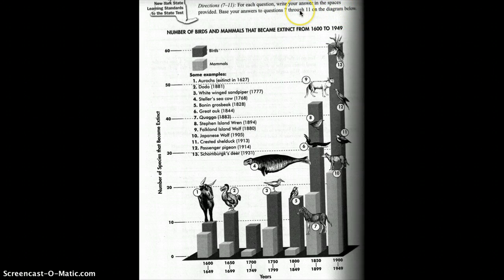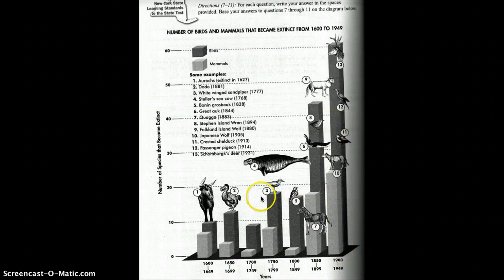That means that they're going to give you answers to the questions. You might need to combine it with some prior knowledge, but basically you'll be able to answer these questions if you can read this graph. Now don't be afraid. It's very helpful. Here we can always start with the title. Number of birds and mammals that became extinct from 1600 to 1949. So on this axis, the y-axis, we have number of species that became extinct. And here we have years, and it looks like it's going up every 50 years.